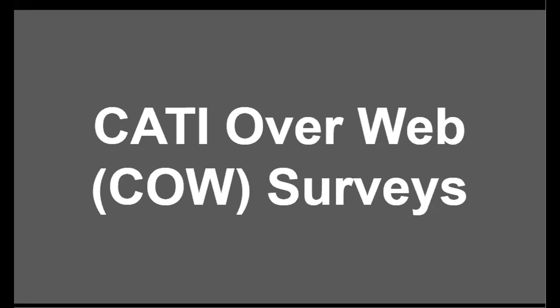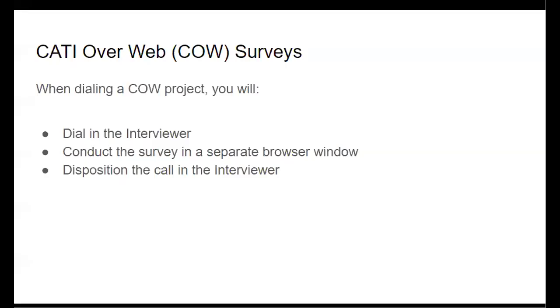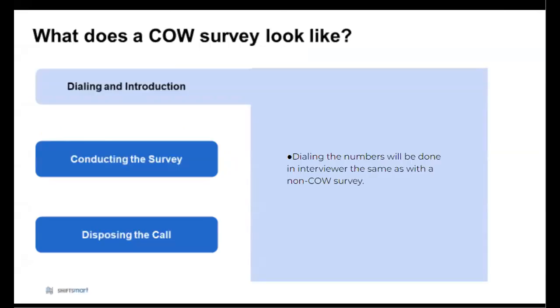The next type of survey we'll discuss is CATI over web, or CAL, surveys. Partners, CATI over web surveys are less common. However, you still need to know how to move through those surveys accurately. You'll dial them in your interviewer. You'll conduct that survey in a separate browser window, and you'll disposition the call in your interviewer. So the numbers will appear on your screen in your interviewer the same as non-CAL surveys.